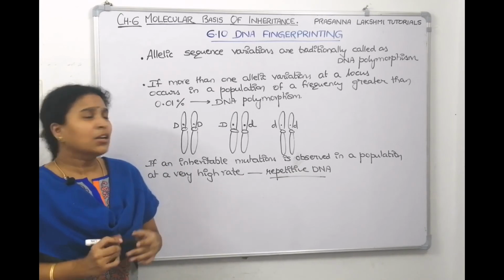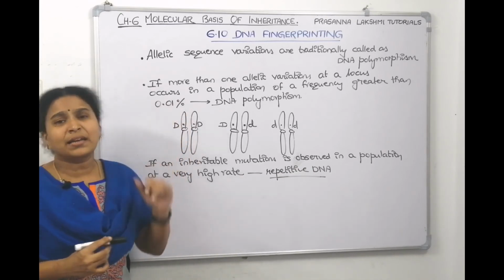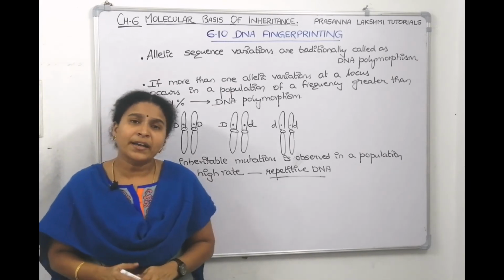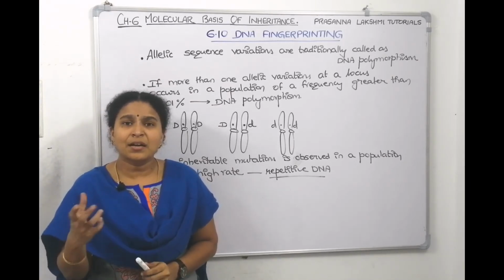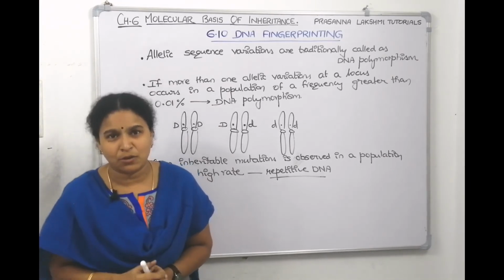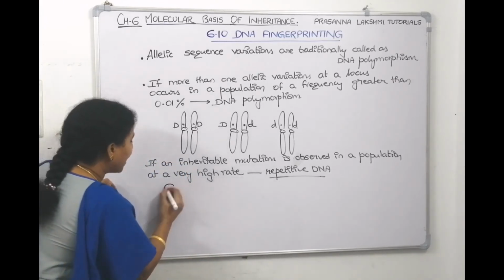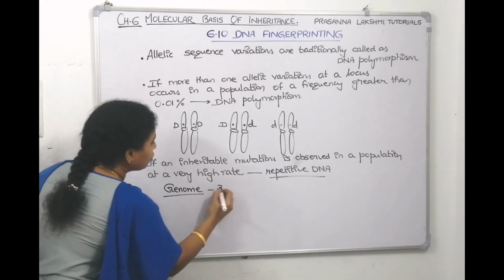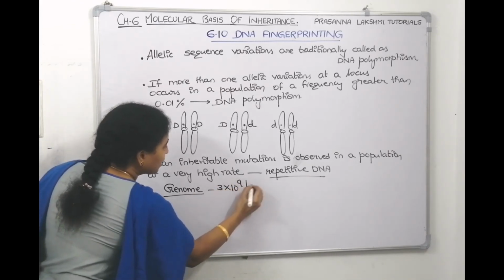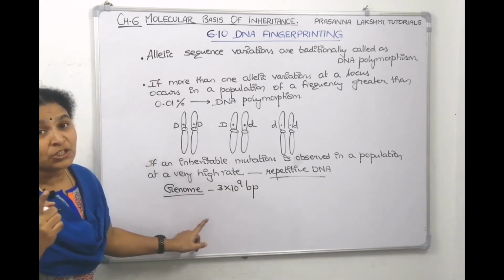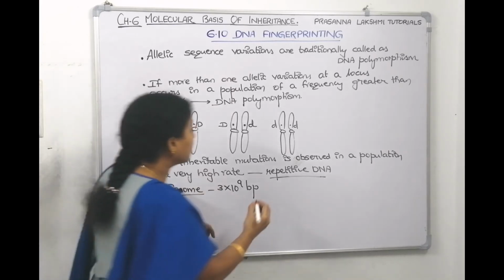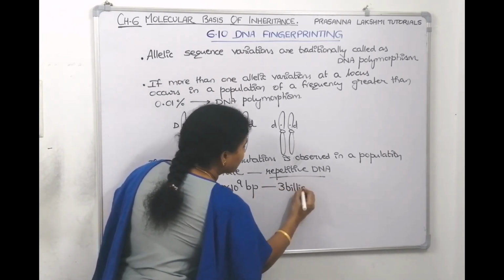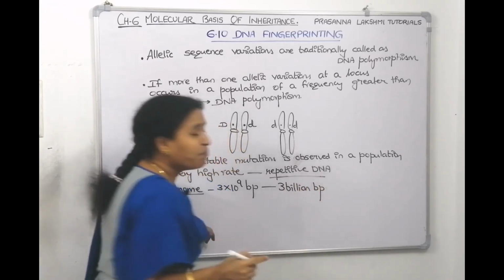Now don't think that only 0.1% is repeating. In 100, 0.1% might seem a small value. But you know, what is the size of our genome? The size of our genome is 3 into 10 power 9 base pairs. So, if you have to calculate, it is 3 billion base pairs.